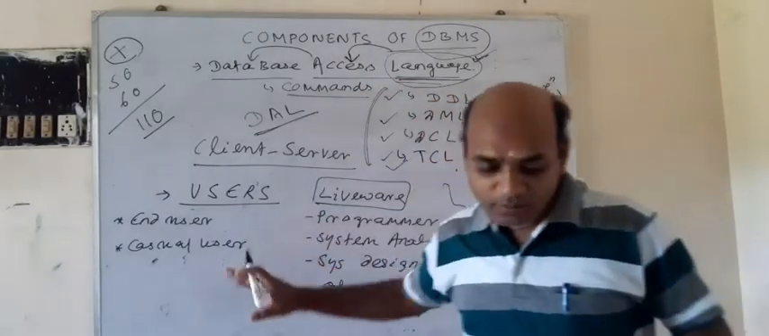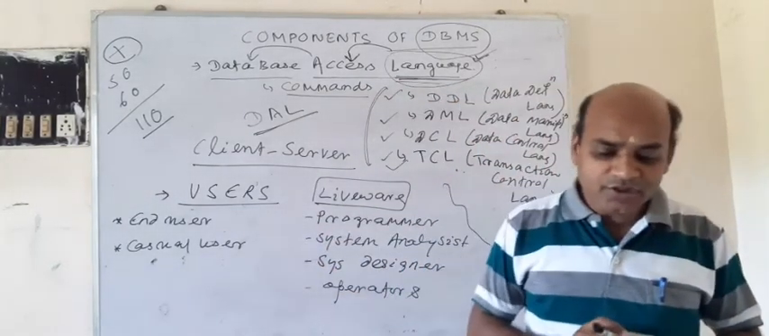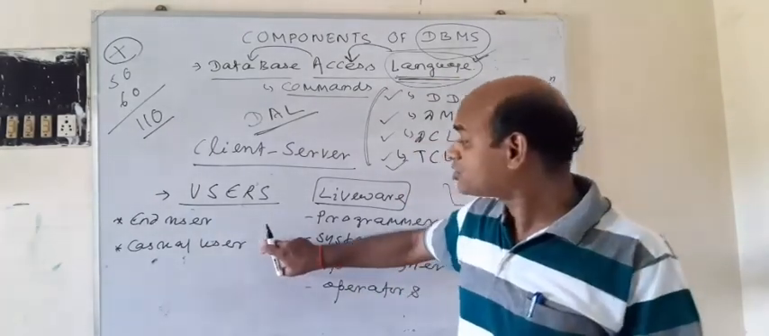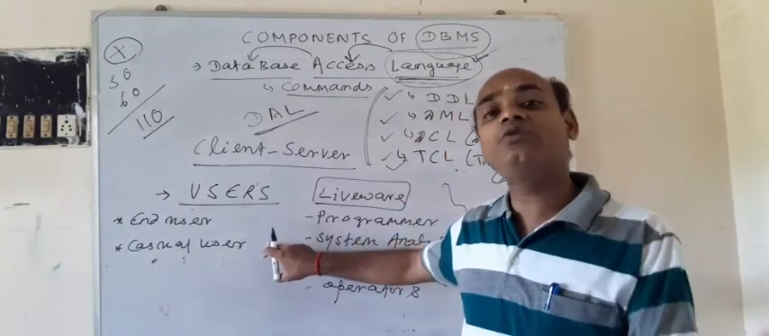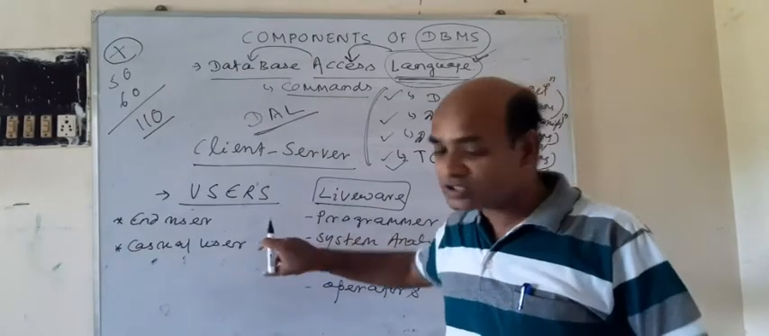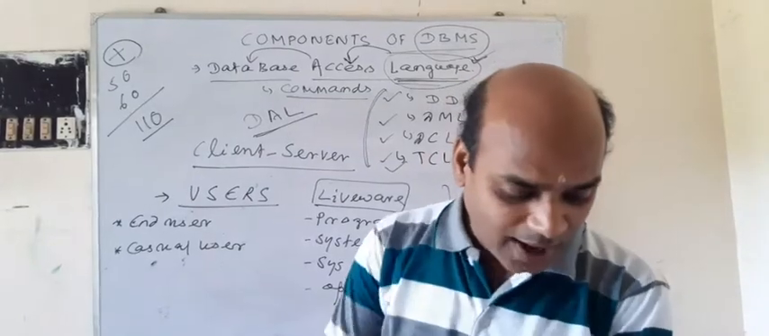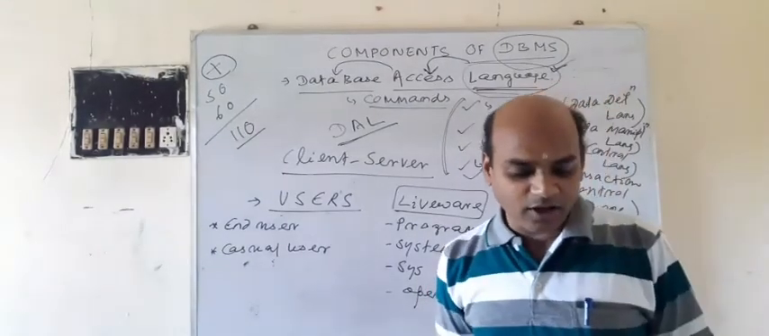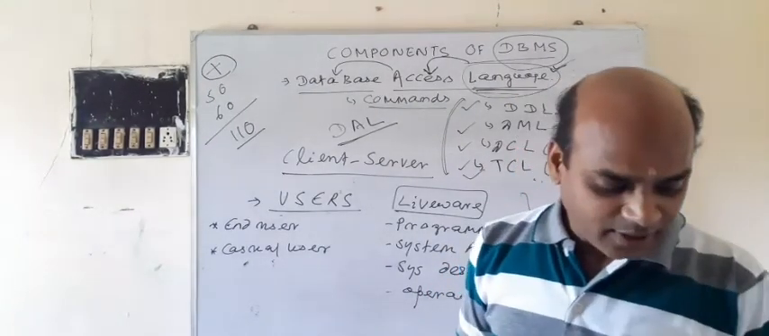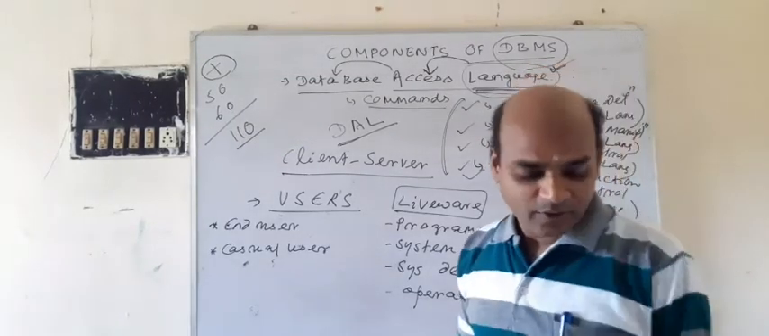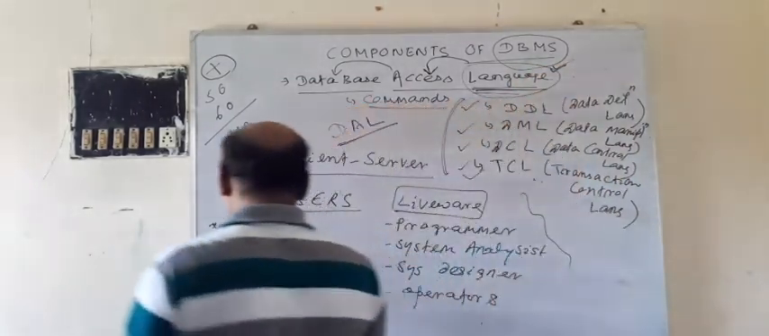Then come to the casual user. These users have great knowledge of a query language, because they know how to extract, how to retrieve, and what to retrieve. They know how to retrieve data or values for the user. So these users access data by entering different queries from the terminal end.